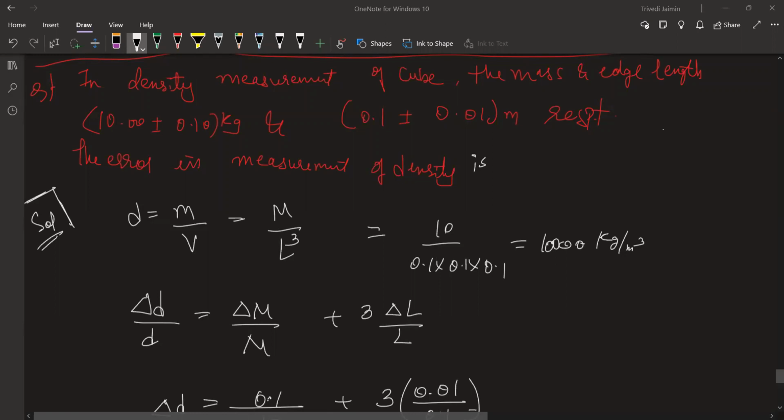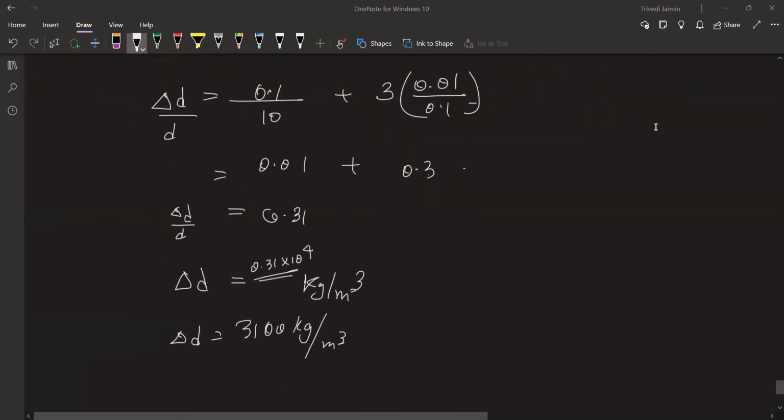Sir, okay. What would be the final error? Final error is 3100. Delta D is 3100 kilogram per meter cube.